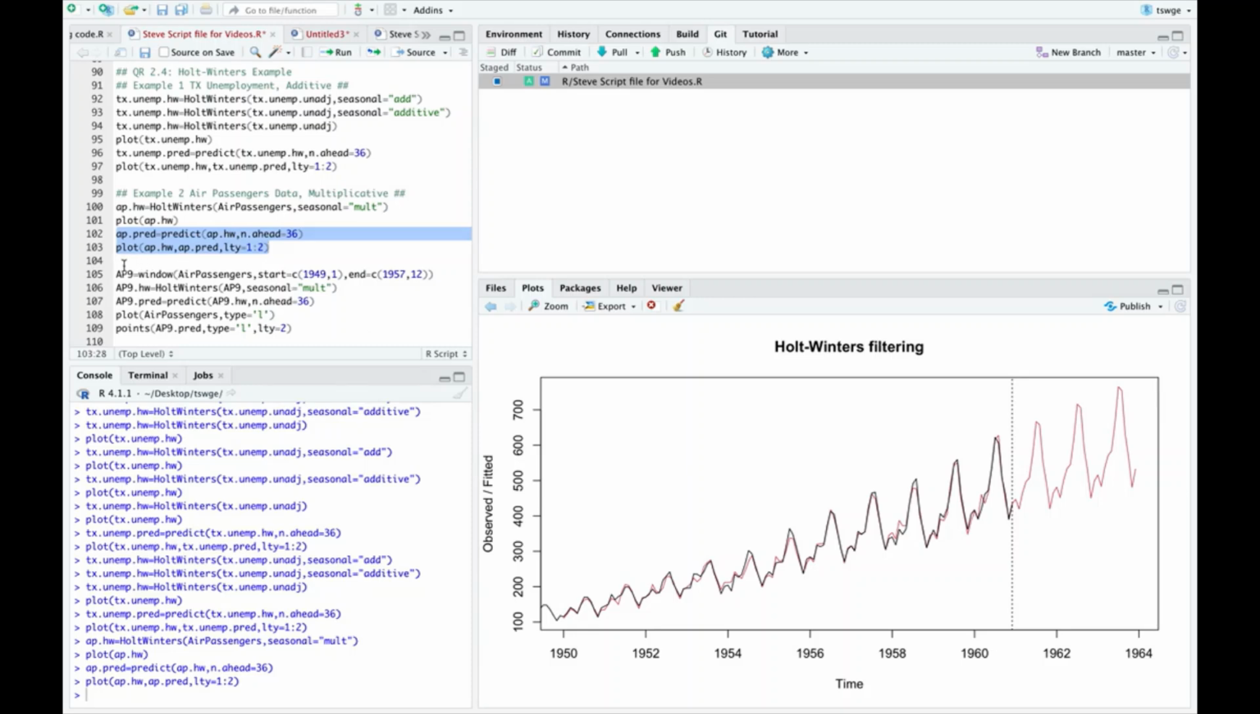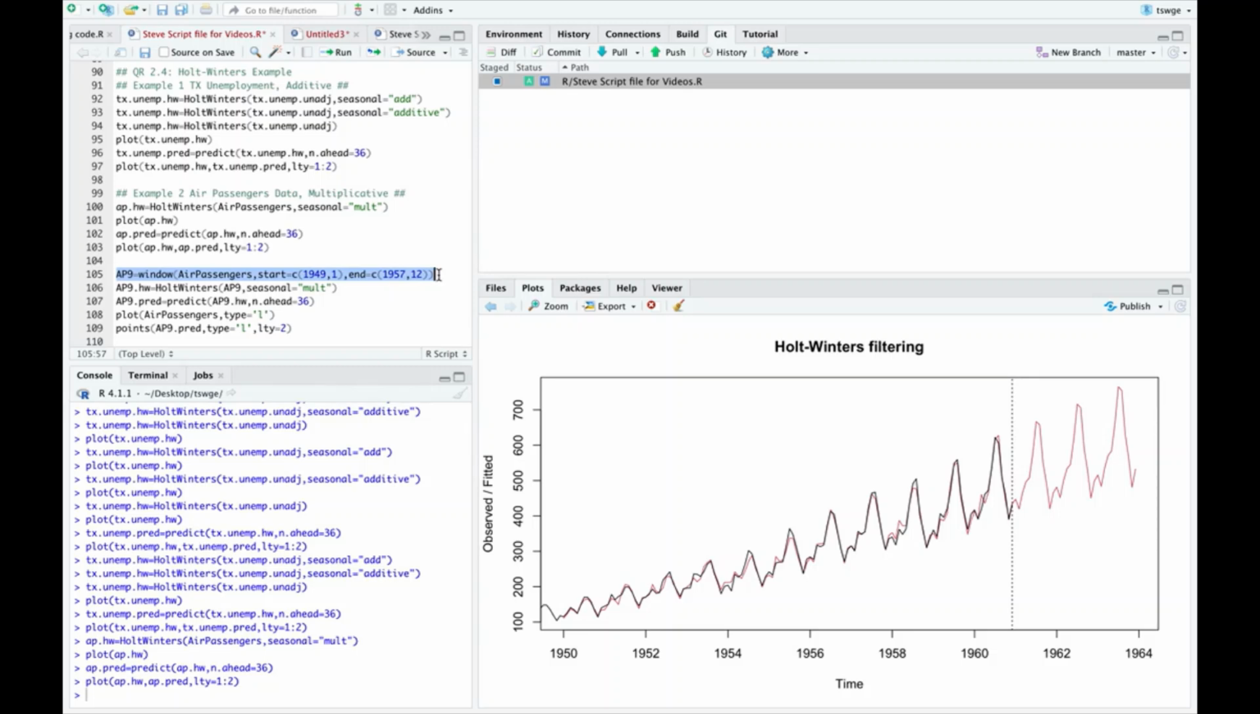So you'll see that we're going to make this window. We're going to call this AP9, and that 9 really means we're going to look at 9 years worth, not 12 years worth. We're going to let 9 years worth be the training data. We're going to start it at 1949 and end it at 1957. So we're going to chop it off 3 years early.